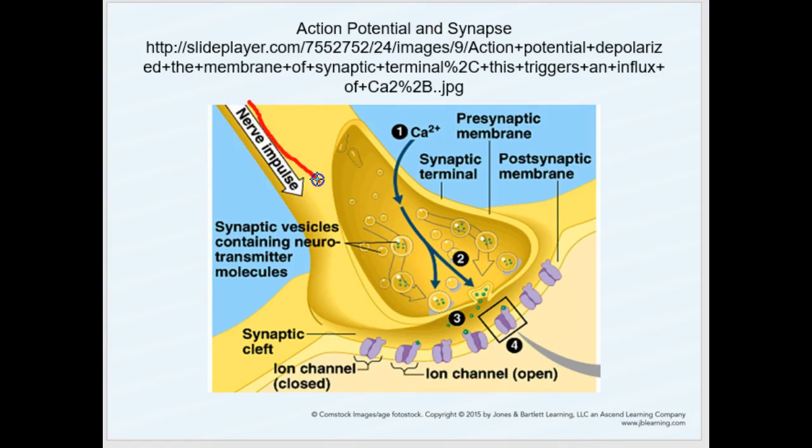So this nerve impulse or action potential comes down the axon, stimulates the release of neurotransmitter, which comes across, attaches to receptors on that postsynaptic membrane after it passes through that synaptic cleft, and it will stimulate whatever this receptor is. Okay.